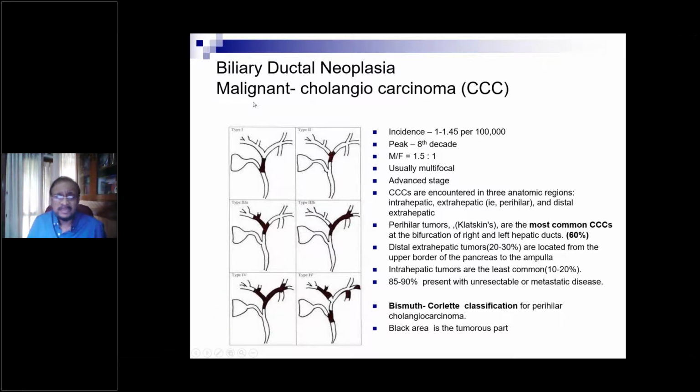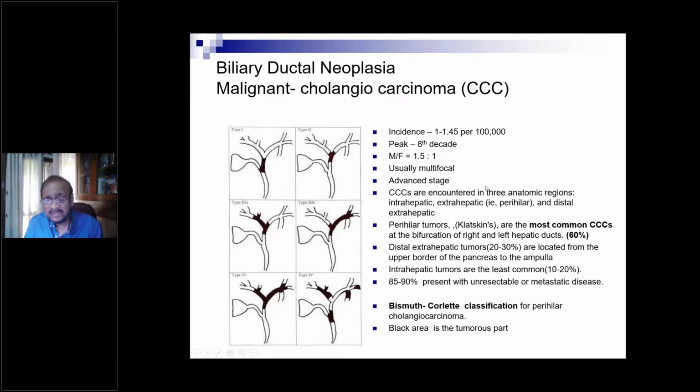Coming to the more important, the last part of this lecture: biliary duct neoplasia, the malignant cholangiocarcinoma. Now, the division of cholangiocarcinoma is broadly into three types. One, toward the hilum; second, toward the ampulla; and third, the intrahepatic. Incidence is 1 to 1.45 per 1 lakh, which is not a very common, a very uncommon tumor. Peak is in the 8th decade, probably more common in males than females. Usually multifocal, which means you don't have one single focus, you have multiple foci. And usually diagnosed at an advanced stage.